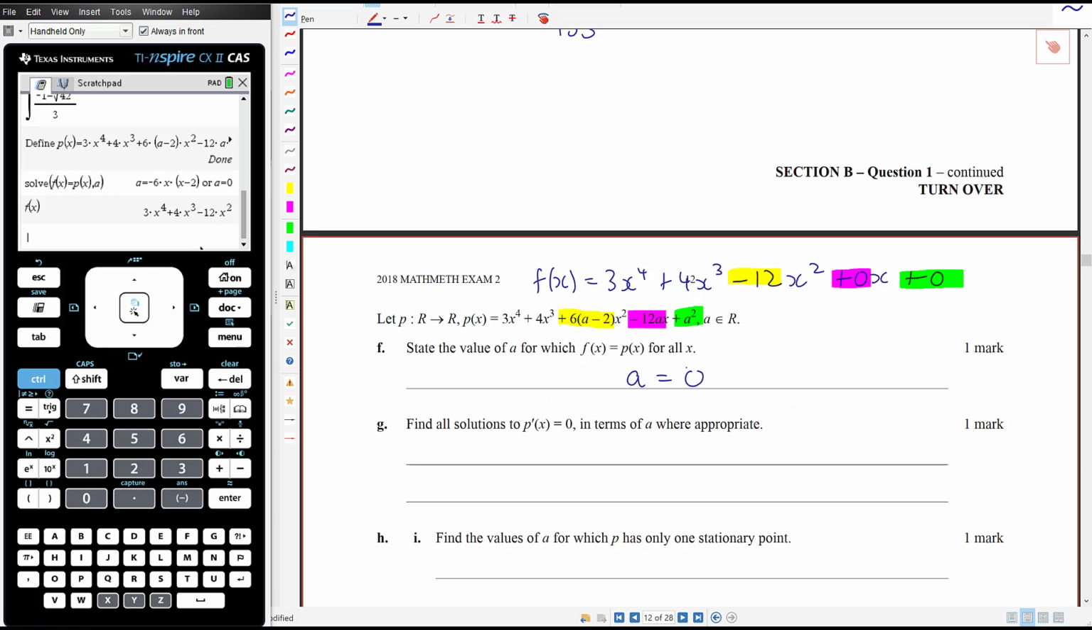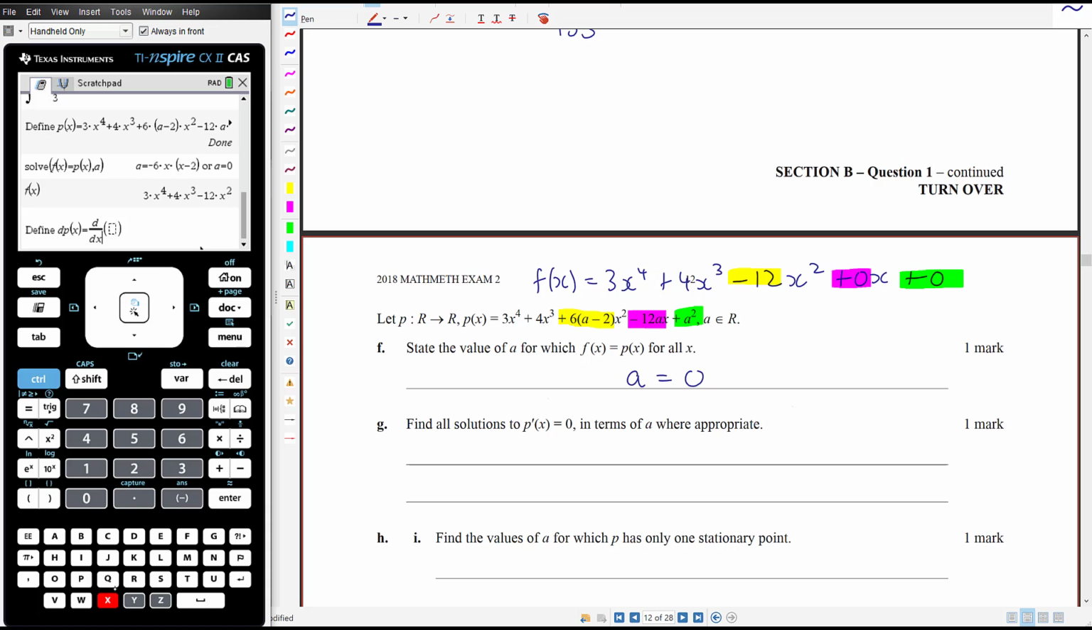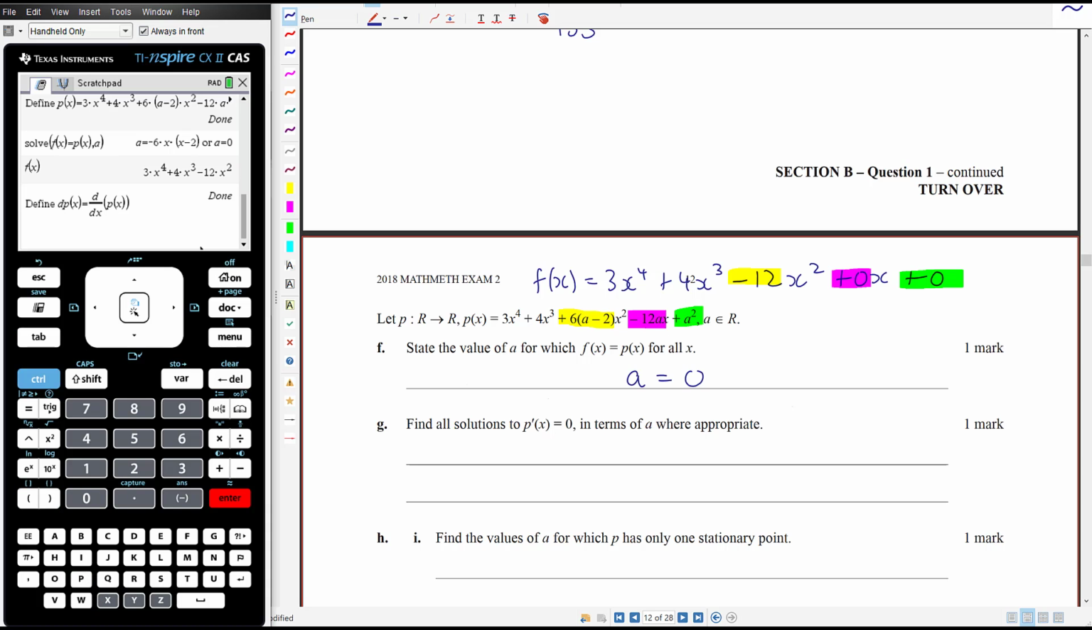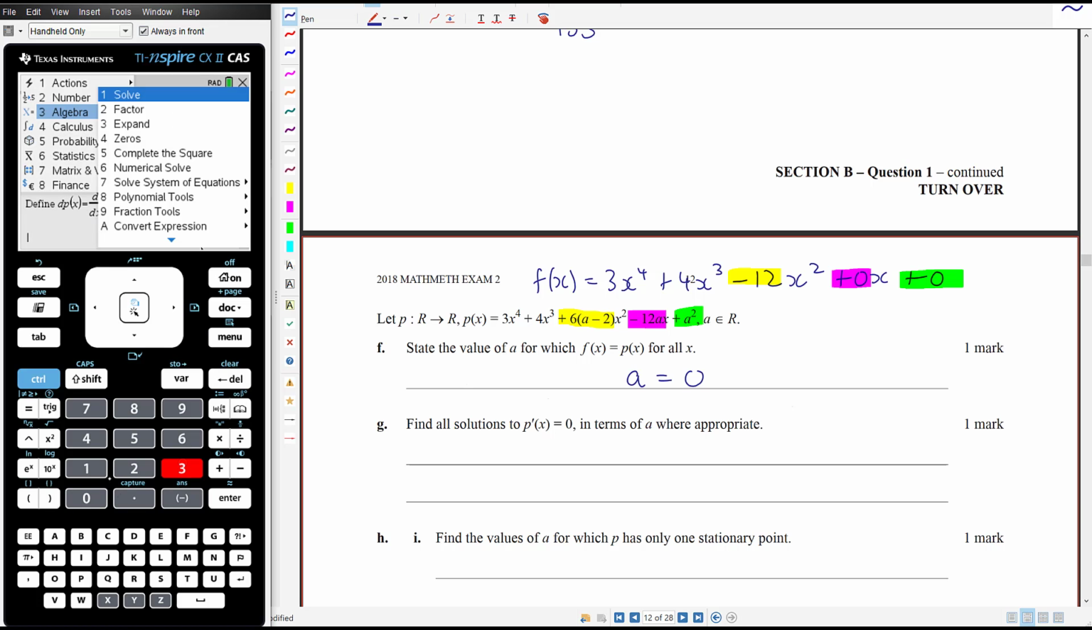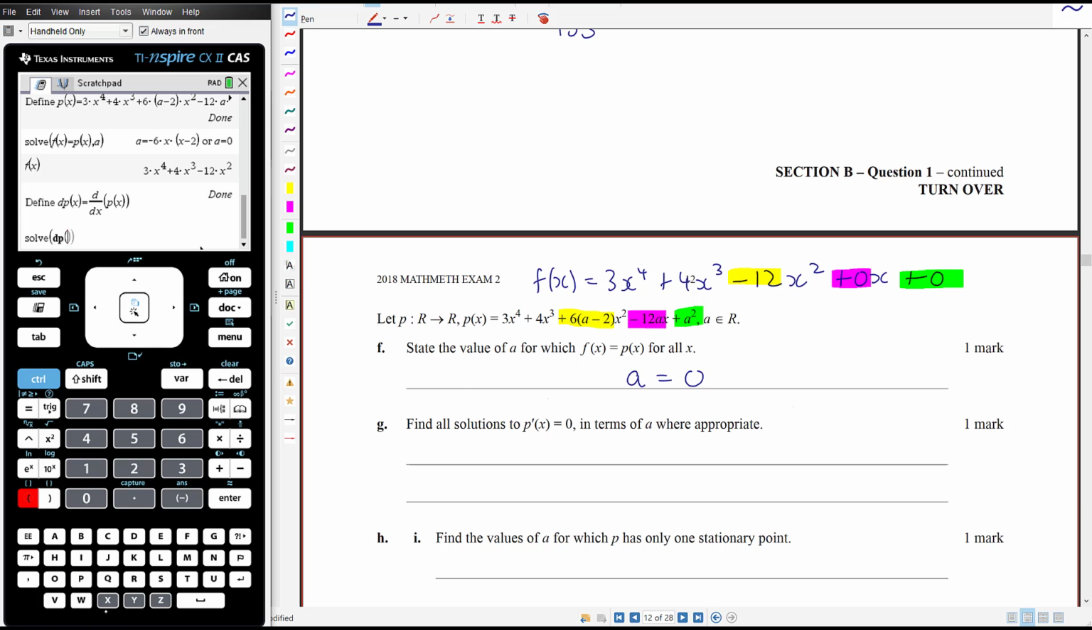Find all solutions to the derivative of p equals 0 in terms of a where appropriate. Okay, so we don't let a equal 0 from here on out. This is only for part F. So find the solutions for when the derivative equals 0. Okay, so I can do this with my CAS. I might define the derivative function, dp of x equals derivative of p of x. And so then I might solve the derivative of p equal to 0 for x.